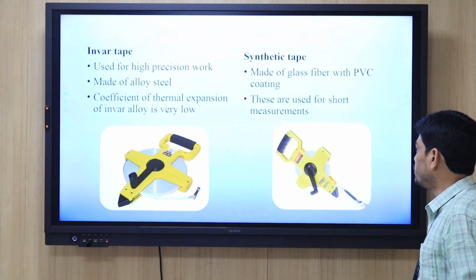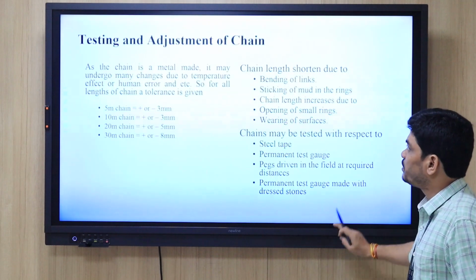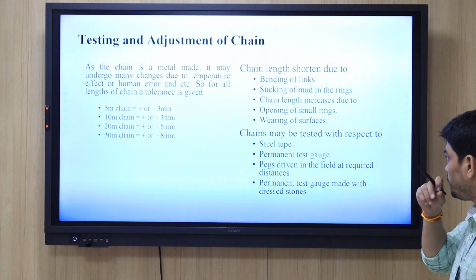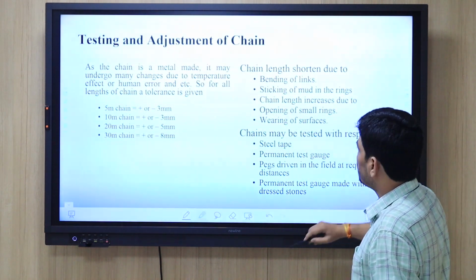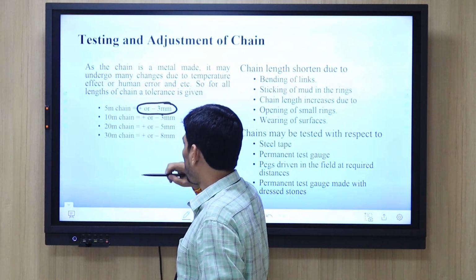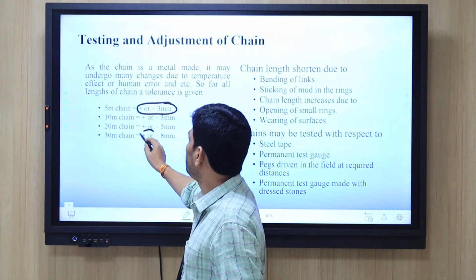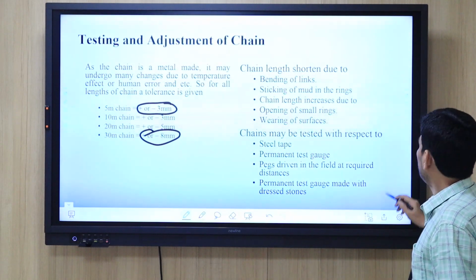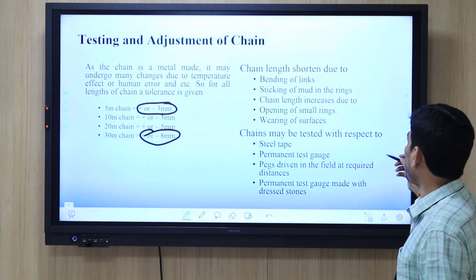Synthetic tape. It is made up of PVC. When these tapes are measured, for a 5 meter tape, as per government regulations, an error of plus or minus 3 mm is okay. For 30 meters it will be up to 8 mm. So these things are important. These are measured with respect to steel tape only.